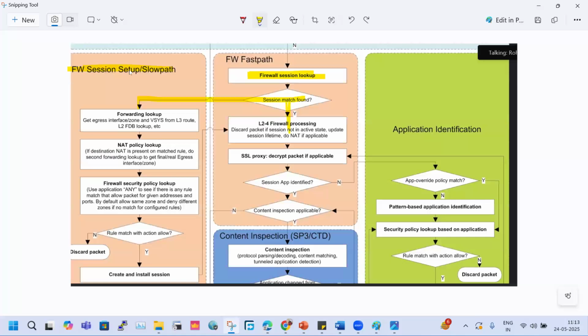Now, what are the steps taken by the firewall in the slow path? First of all, it will do the forwarding lookup. What comes in the forwarding lookup? It will try to get the egress interface and zone.